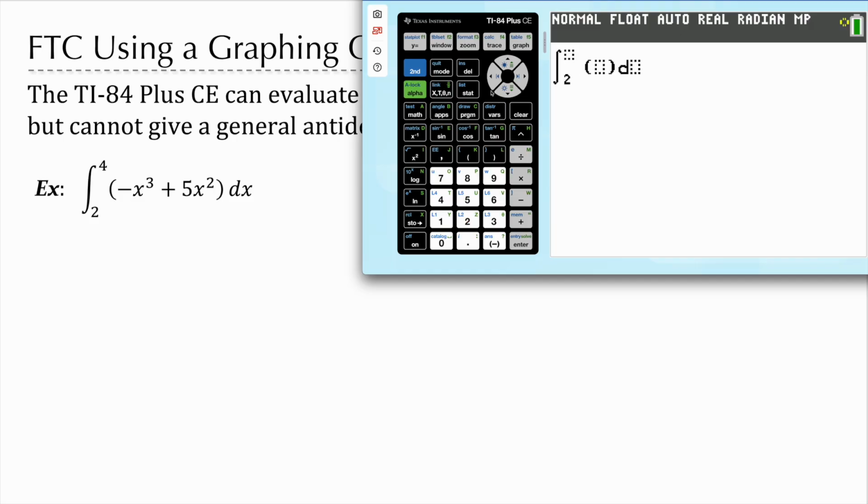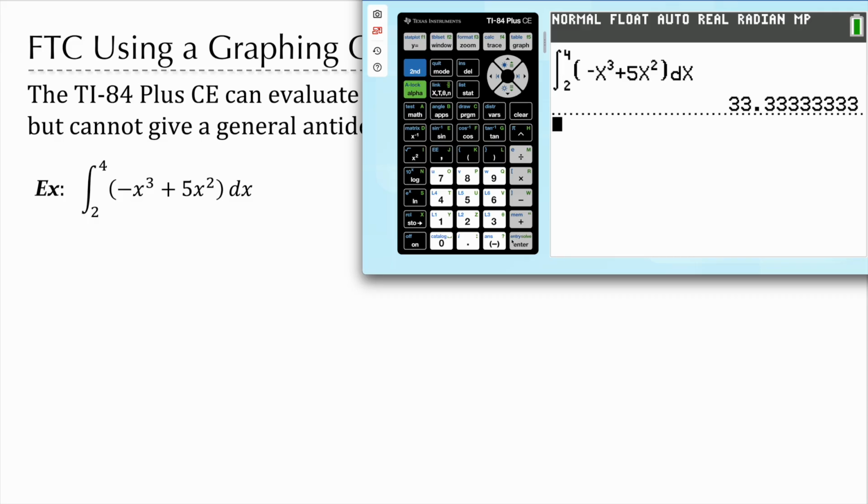So we'll go from 2 up to 4, and then we type our expression in, so negative x to the third, and then that'll be plus 5x squared. Now don't forget to put the x there because it's got to match exactly as we have, but when I hit enter, it'll give me the exact area under the curve.